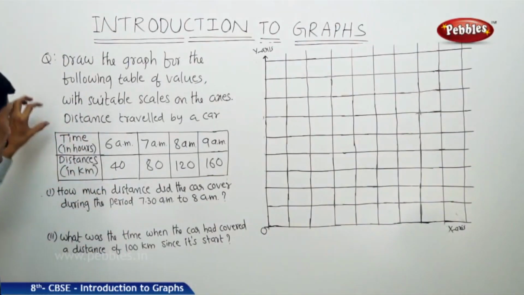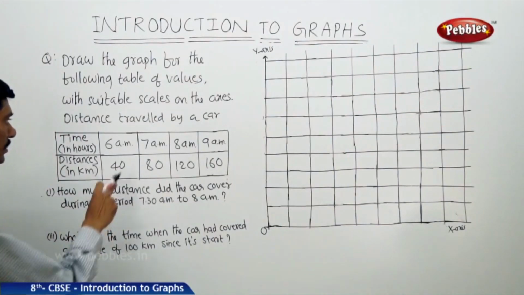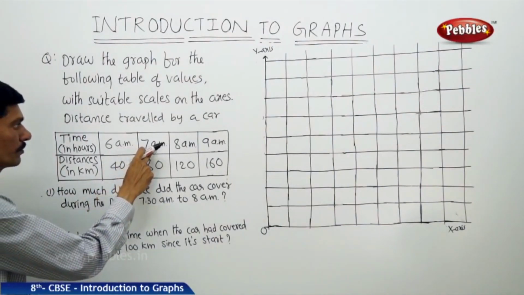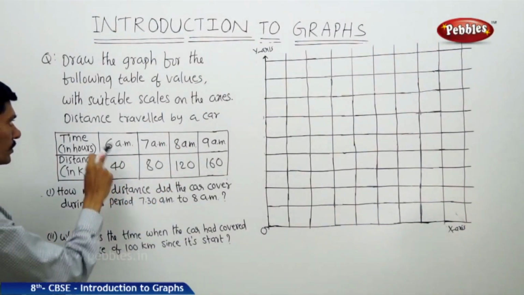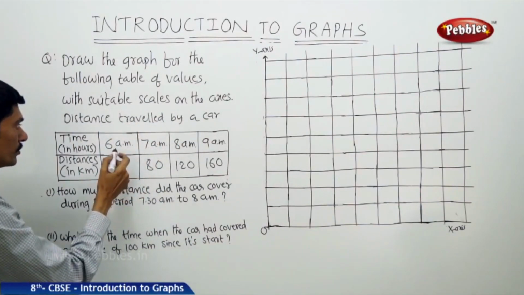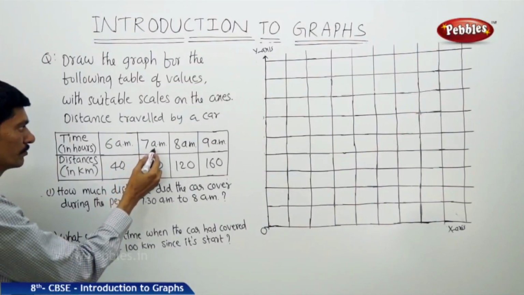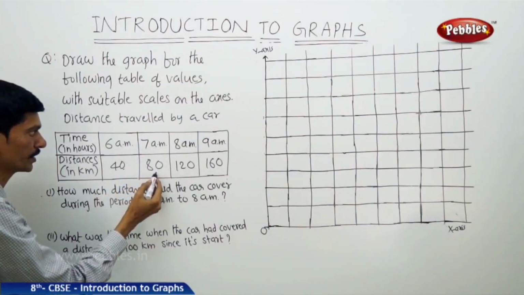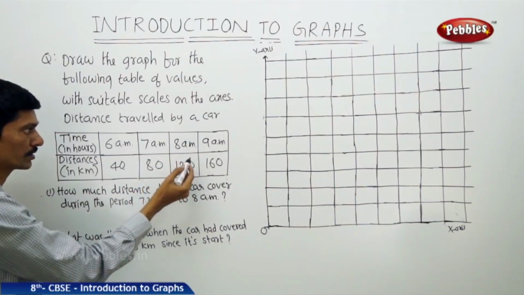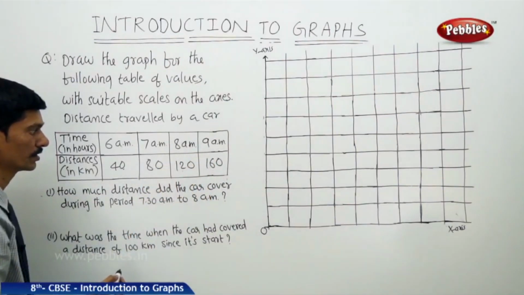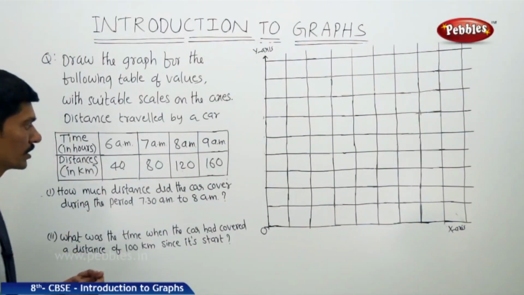Let us see the next question. Time in hours and distances in kilometers. Here 6 a.m. to 7 a.m., 7 a.m. to 8 a.m., then 8 a.m. to 9 a.m. The distance travelled by a car is given. At 6 a.m. it has covered a distance of 40 kilometers, at 7 a.m. it has covered 80 kilometers, at 8 a.m. it covered 120 kilometers, and at 9 a.m. it covered 160 kilometers. Now let us show the relation between these two quantities as a graph.